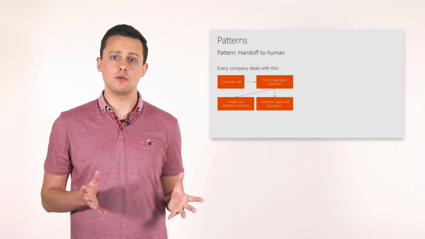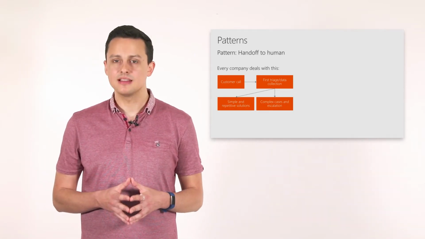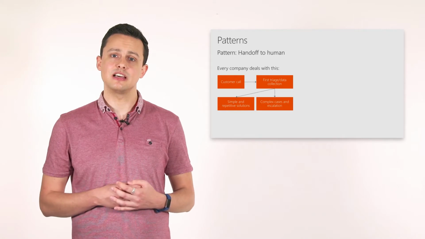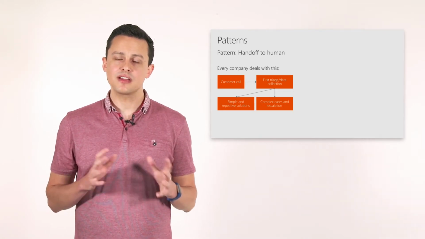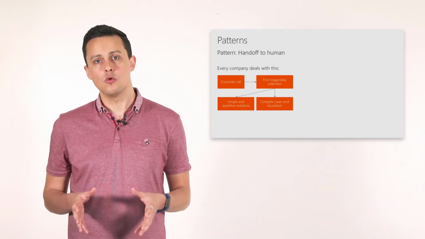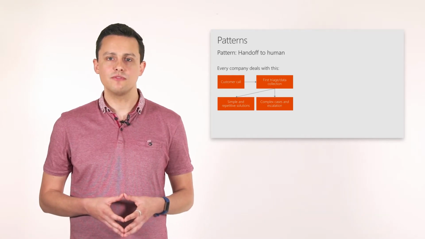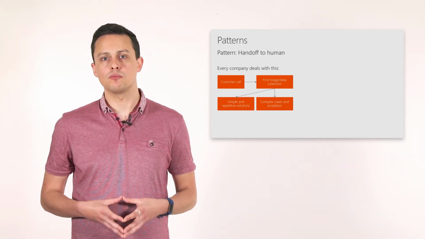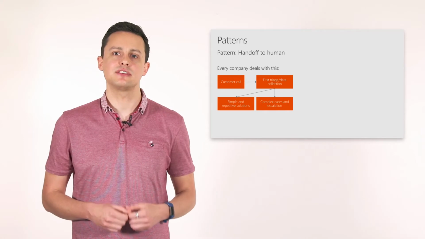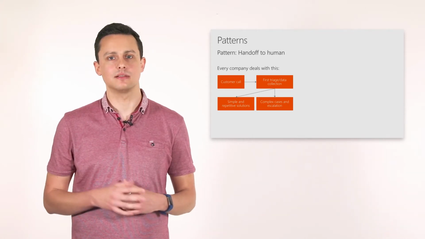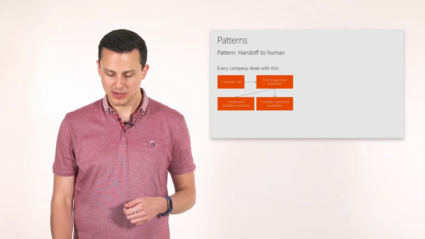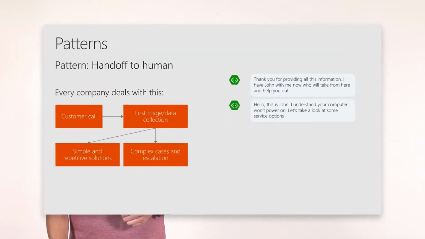The final pattern that I want to talk about today is the handoff to human, and we saw this in the Litware insurance demo. There are a couple of concepts to consider here when building your bot. The first is that it's not necessary for your bot to be able to handle every situation if it has a mechanism for handing off to a human agent.